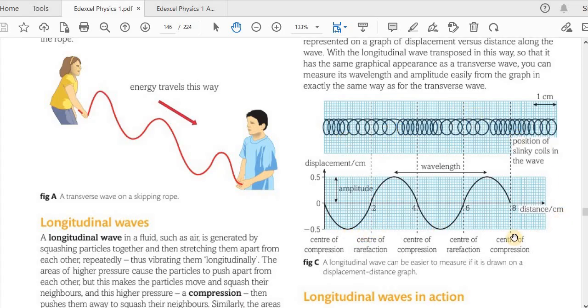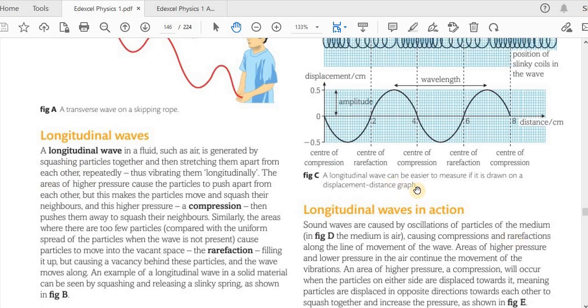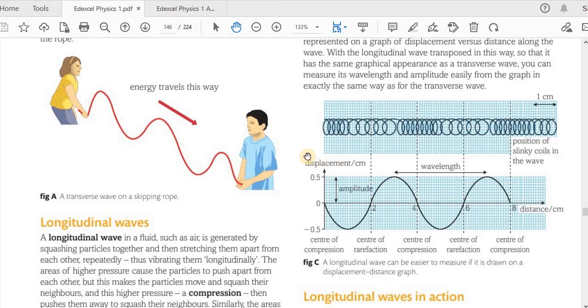So that process repeats. A longitudinal wave can be easier to measure if it is drawn on a displacement-distance graph. See, displacement versus distance, how far the coil has been displaced to either the right or the left. If it's to the right, we can say it has a positive displacement. If it's pulled to the left, it has a negative displacement. So everything on this side is pulled to the left. That's why they have negative displacements. Here to here, the coils are pushed to the right.